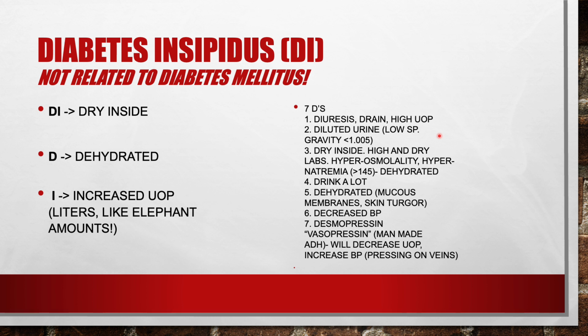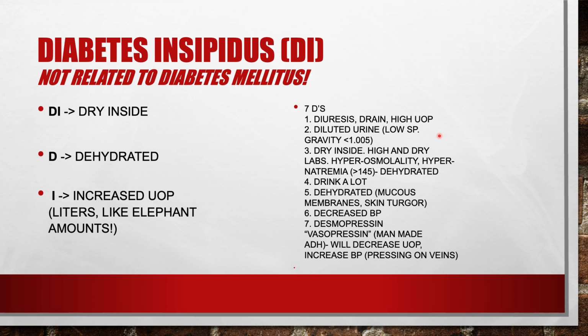And with all that water, they're going to have dilution, okay? So it's going to be low specific gravity, all right? Dry inside, high and dry. Labs, they're going to have hyperosmolality and hypernatremia. So over 145, they're going to be really dehydrated. So again, there's that low fluid volume. They're just peeing it out, so it's more concentrated, okay?